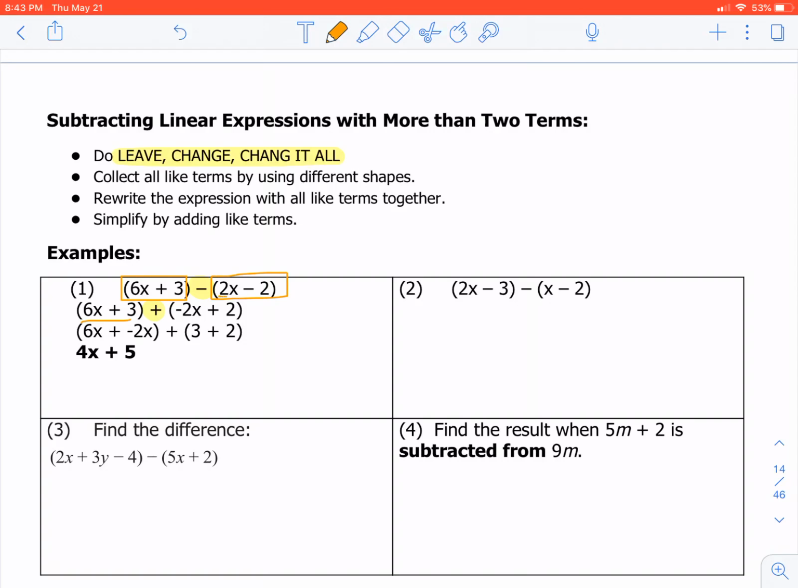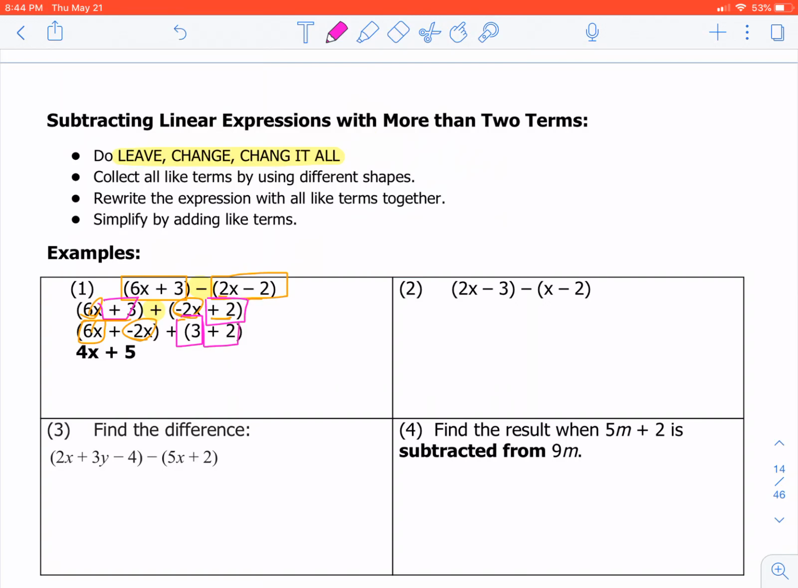So this 2 becomes negative 2. This negative 2 becomes positive 2. So leave, change, change it all. Now you're going to start combining your like terms. So 6x is like negative 2x. Notice 6x, negative 2x. Both have an x, so I put those together. And then I'm going to do the plus 3 and the plus 2. Those are both numbers that are no variables, so those go together.